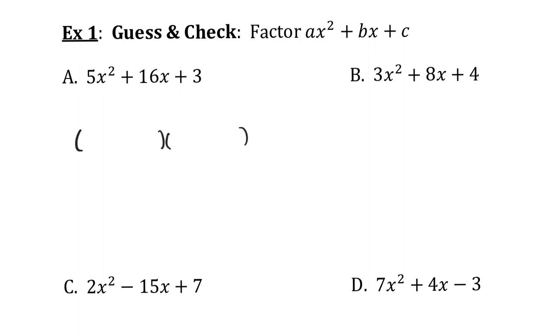We're going to guess and check, but we're going to make smart guesses, and then we're going to see if it's right. Okay, so if I'm guessing, this is 5x to the second. I'm going to think, what do I multiply to get 5x to the second? It's probably 5x times 1x, or 5x and x. So I'm just going to guess that this is correct.